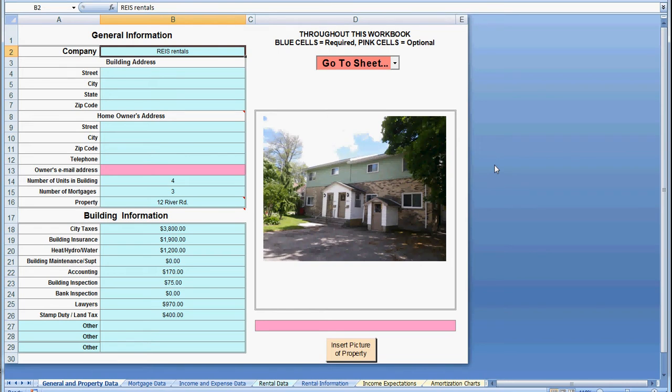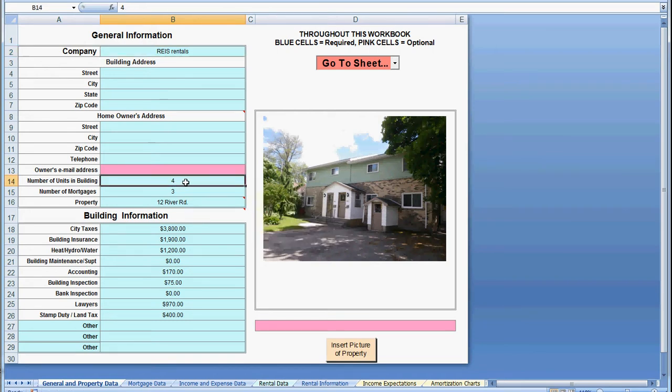This is a quick demo of real estate investor software. This is a spreadsheet program that you can use to find the best rental properties to invest in and help figure out how to make those properties profitable. So I've already gone ahead and opened the program. I'm running it in Excel 2007, and I've pre-populated the fields with the data.